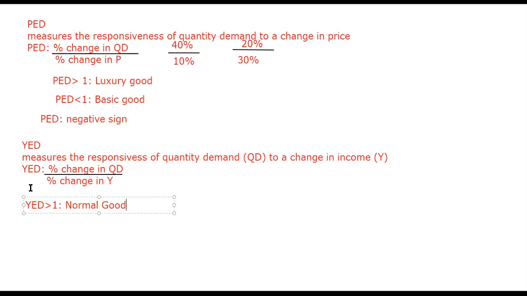Let's say if YED is positive, no matter if it's 0.2, it means it's a normal good. Why is it a normal good? An increase in income has caused people to buy more of that good. People are now demanding more of that good after there is an increase in income.